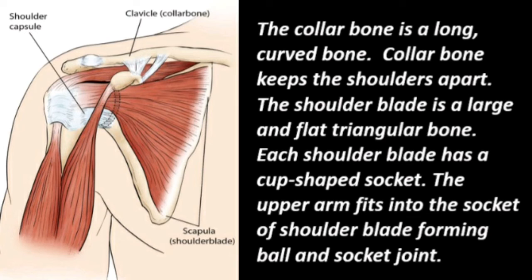और जो शोल्डर ब्लेड है वो एक लार्ज और फ्लैट ट्रायंगुलर बोन होती है और each shoulder blade has a cup shaped socket. You will not be able to see the cup shaped socket in this diagram. We will see that in the hand one. The upper arm fits into the socket of shoulder blade, forming a ball and socket joint.